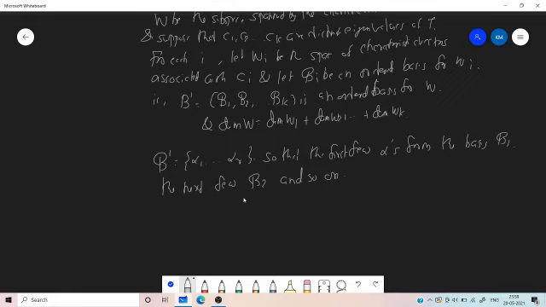Then T alpha i equals Ti alpha i for i equal to 1, 2, 3, etc., up to r.